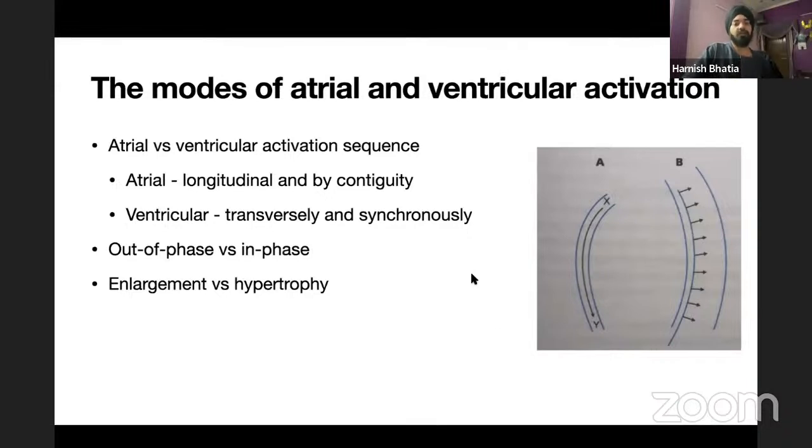Okay, I hope this is also clear. This is also slightly difficult to understand, but I think I've made it pretty simple. So I think it should not be very difficult. Once you know the difference between enlargement and hypertrophy, and once you know how the activation sequence is in the atria and the ventricles, it should not be very difficult to understand why the atrial complexes will show only enlargement and the ventricular complexes will show hypertrophy.